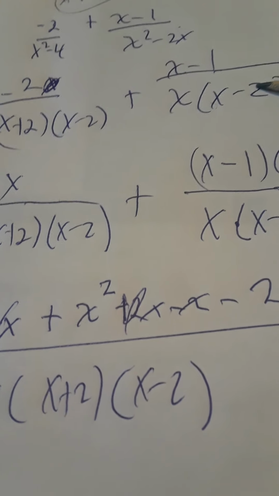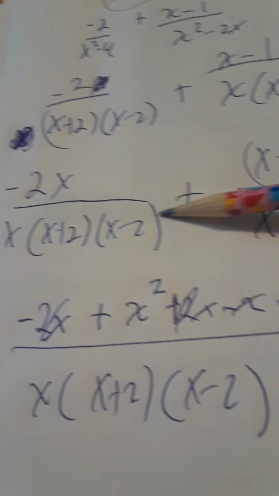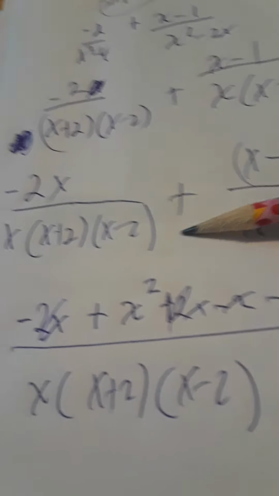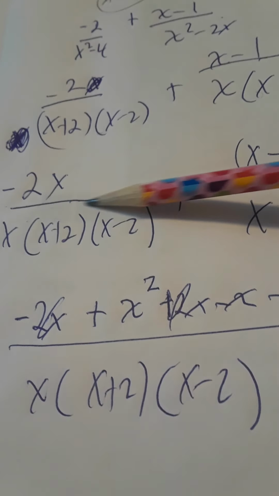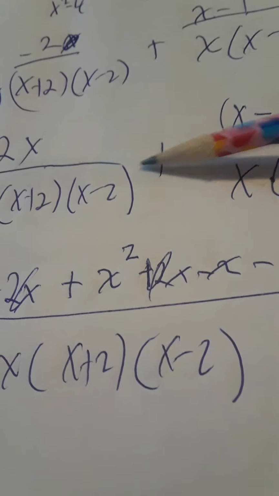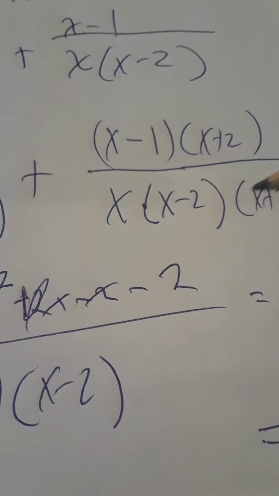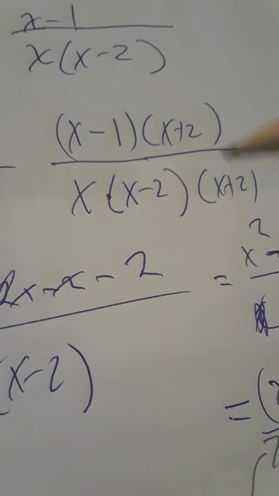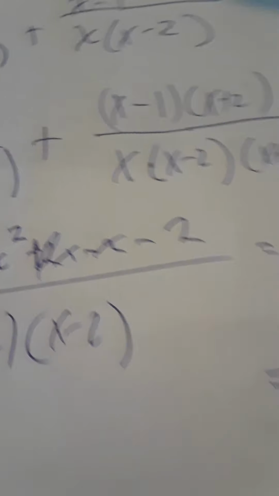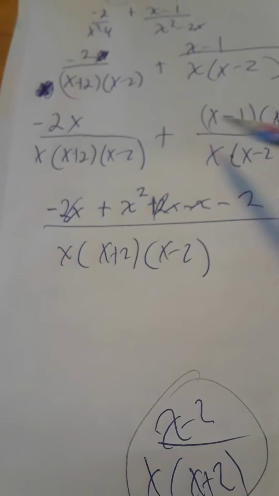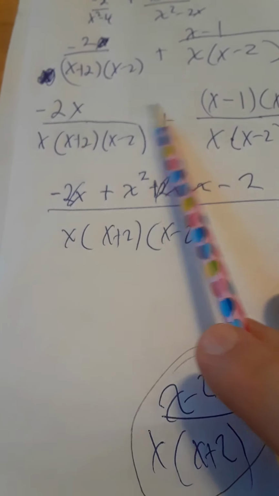All right, and then I've got to find a common denominator. I have a factor of x here, so I need to multiply the top and bottom by x. Then over here, I have an x minus 2 shared, but I need to multiply by x plus 2 on both sides, so that's going to give me that. That gives me all of that under one denominator.